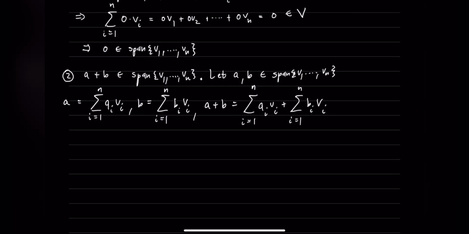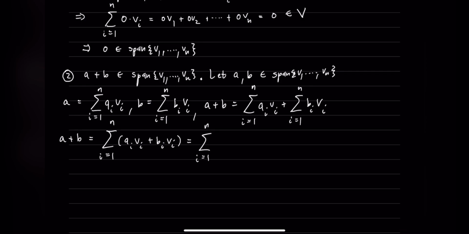Because the indices match, we could turn this into a single sum. So we have A plus B is the sum from 1 to n of Ai Vi plus Bi Vi, but that's just the sum from 1 to n of (Ai plus Bi) times Vi. So by the definition of span, this means that A plus B is also in the span of V1 through Vn.